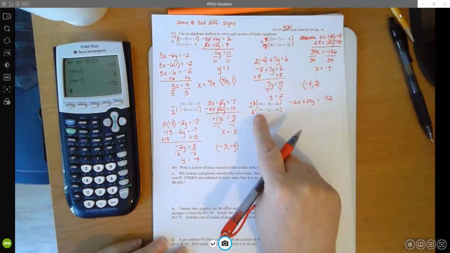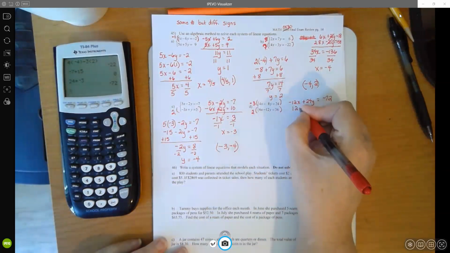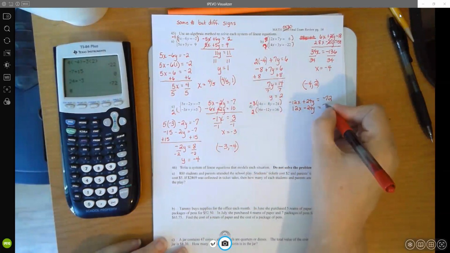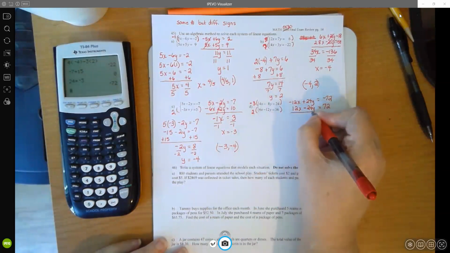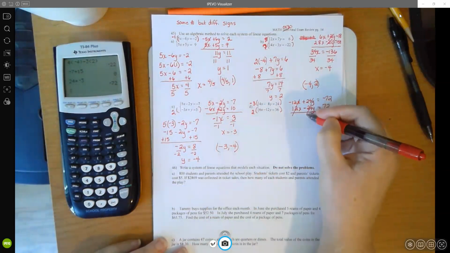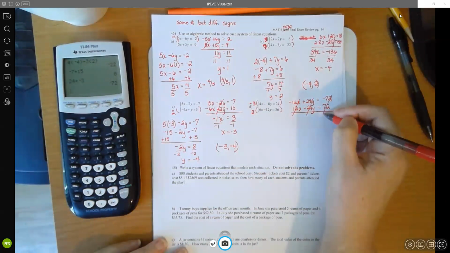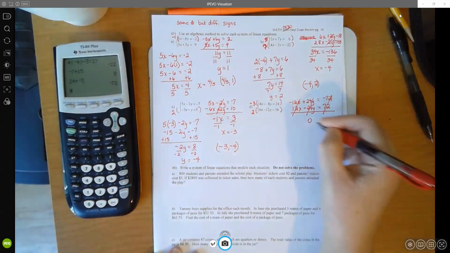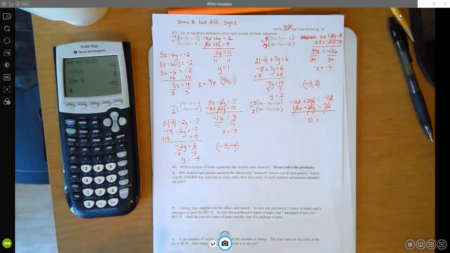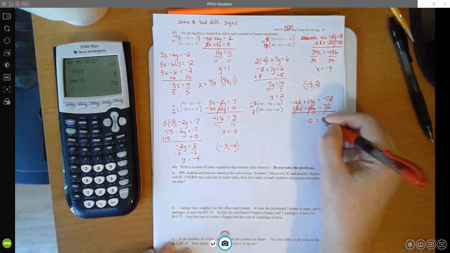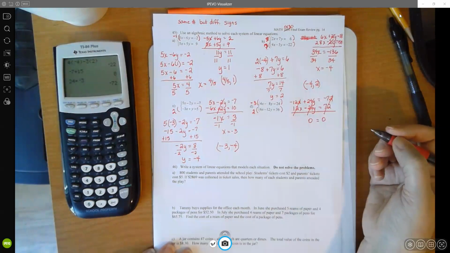On the bottom, we get 2 times 6, which would be a positive 12x, minus 24y equals a positive 72. Oh my, what happened? The 12x cancels, 24 minus 24 cancels, negative 72 and 72 cancels. Everything cancels. Well, that means there's actually a 0 there. When things cancel in addition, that means they added to 0. Negative 72 plus 72 is 0. And I get a statement that says 0 equals 0.